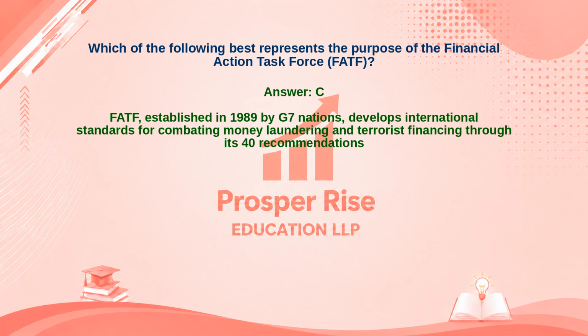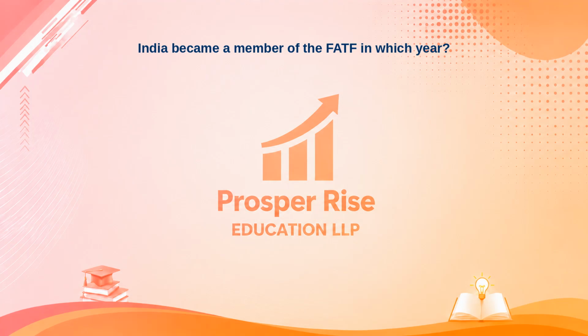FATF, established in 1989 by G7 nations, develops international standards for combating money laundering and terrorist financing through its 40 recommendations. Let's tackle this exam question. India became a member of the FATF in which year? Here are your options. A. 2001. B. 2010. C. 2005. Or D. 2015.